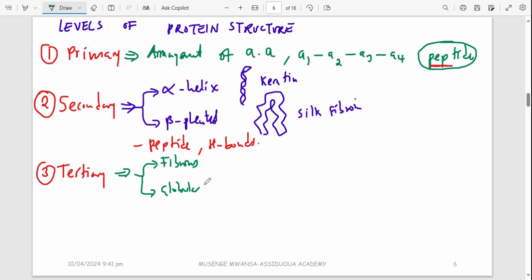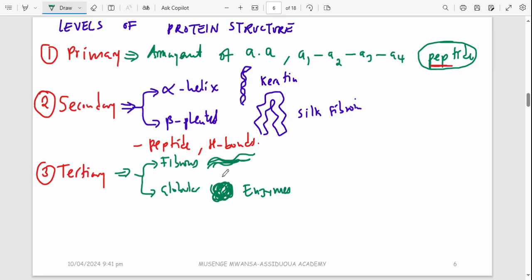Okay, so something that is fibrous, for example, collagen is fibrous. Or something that is globular, like you are going to have some proteins which are coiled around themselves, they look like a ball. For example, enzymes work well when they are globular. If they just lose their globular shape, they will no longer be functional. Okay, that's the meaning of globular.